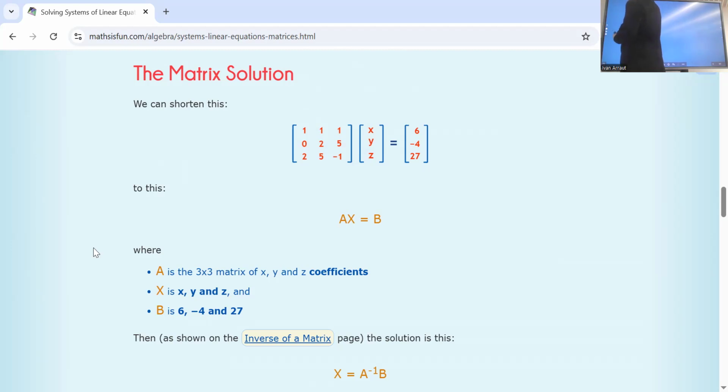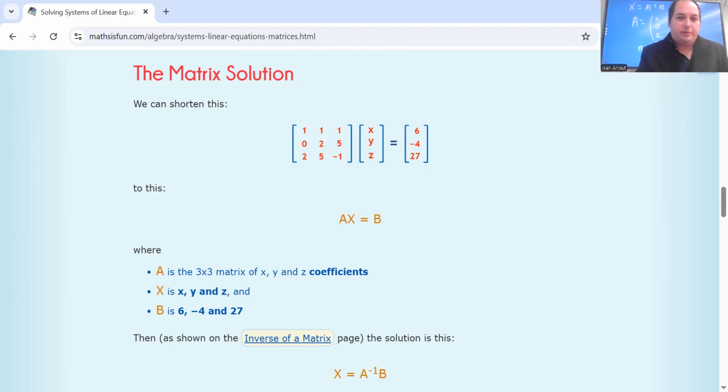The final result is this, right? Let's write the matrices. Matrix A is 1, 1, 1, 0, 2, 5, 2, 5, -1. B is equal to 6, -4, 27. Then I will use this result. I will calculate the inverse of A first. Let's do it together here.